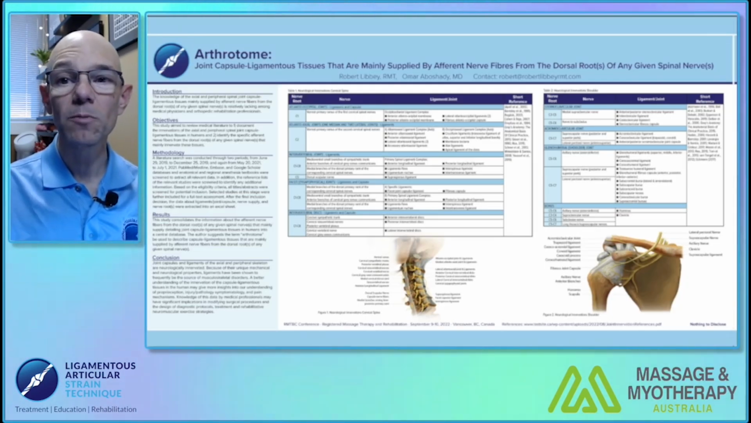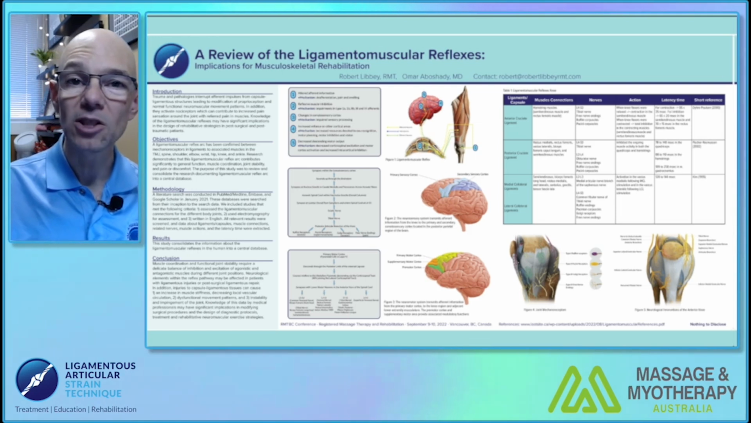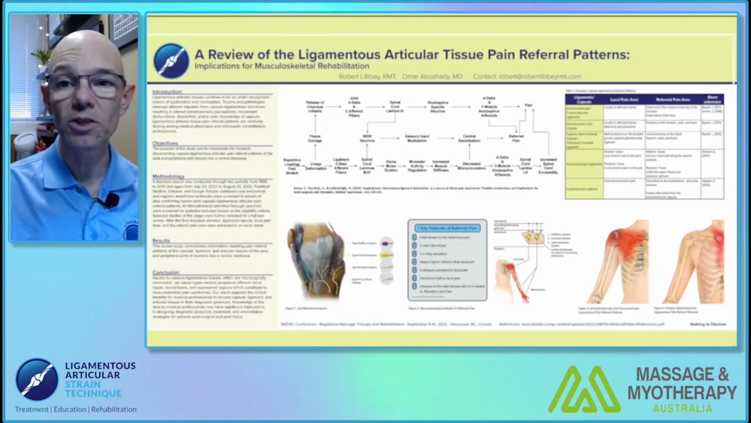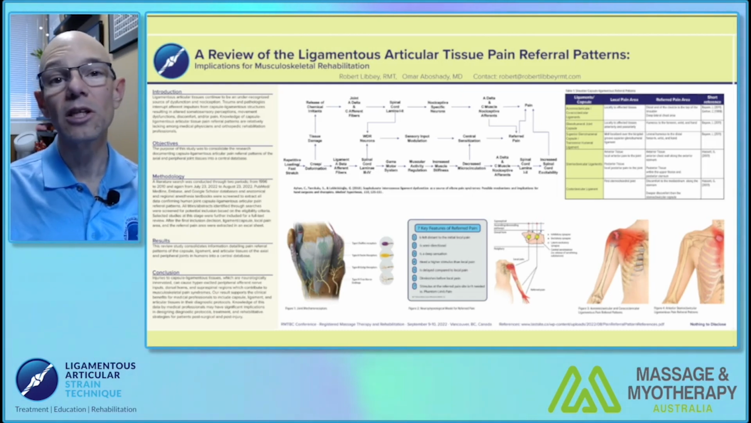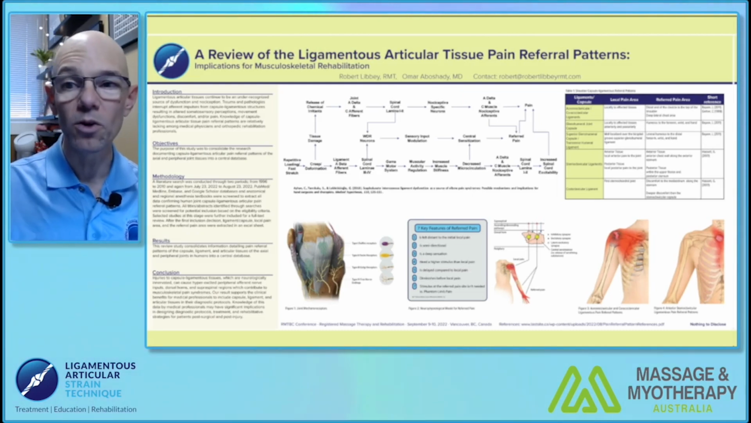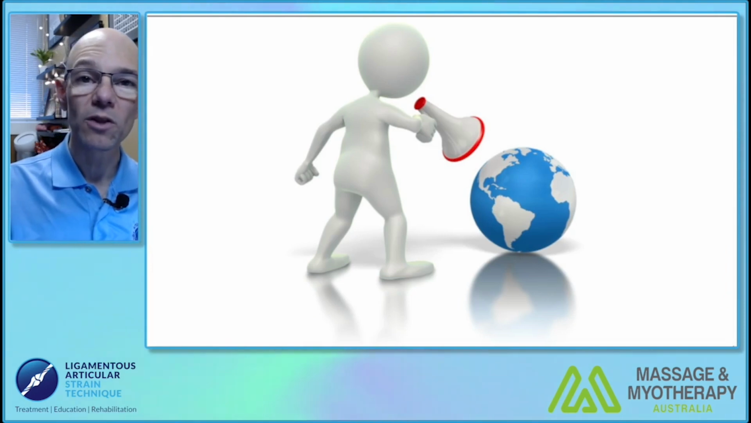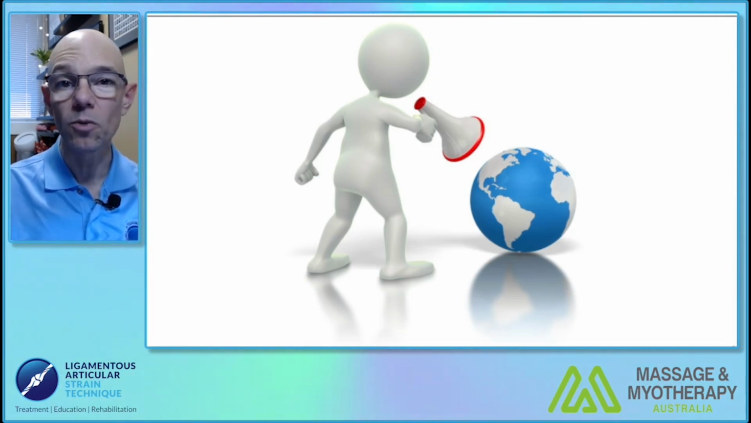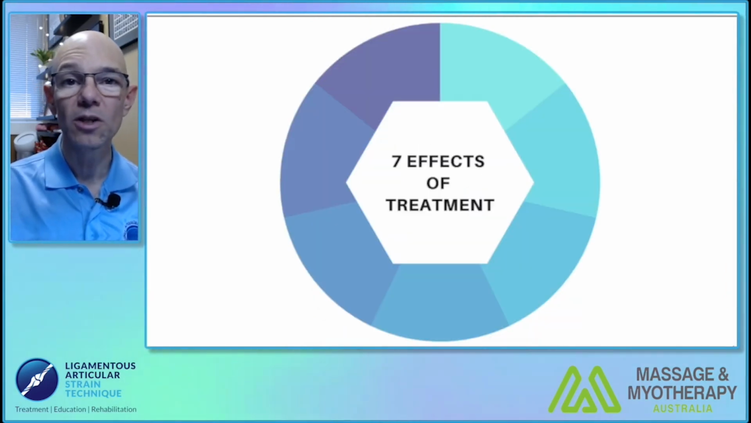I've done 3 research papers, one looking at arthrotomes, which are the neurological innervations for joint capsules and ligamentous tissues for the whole body. We're going to talk about ligamento-muscular pain reflexes for those areas. And then we're also going to look at the documented ligamentous pain referral patterns for the body. We're going to talk about how we can improve our outcomes with our terminology and the narratives, the stories that we tell our patients, so that we can work with our hands and with our knowledge in clinic.